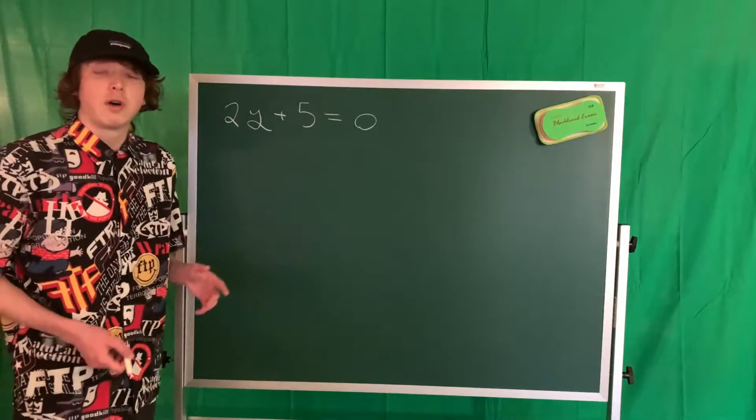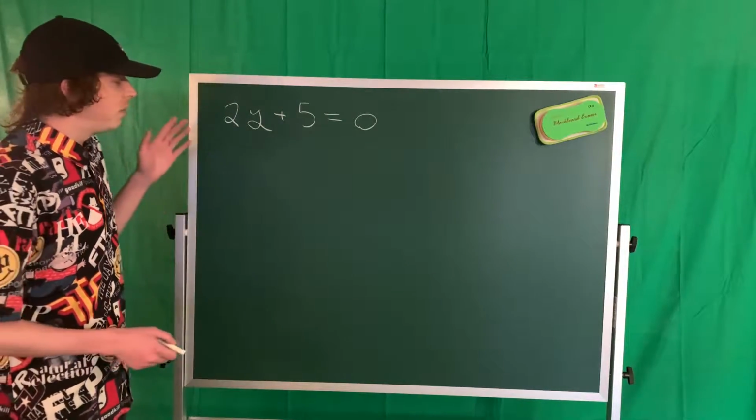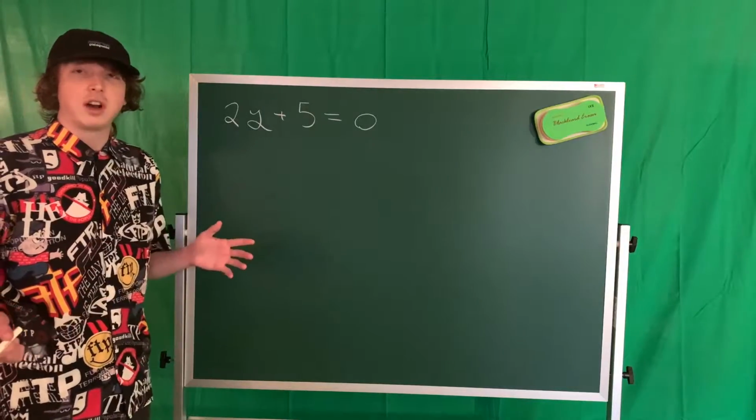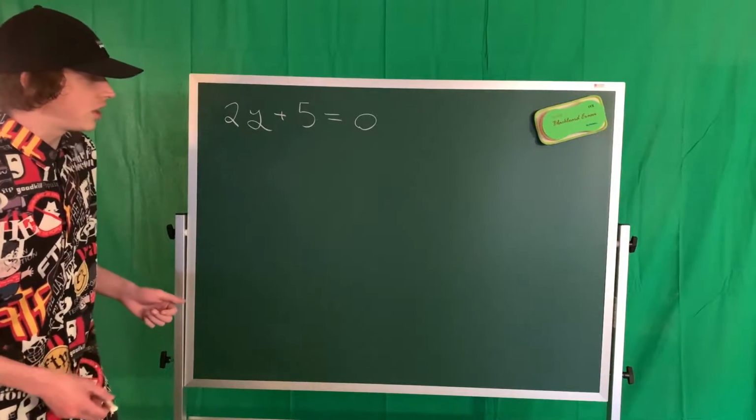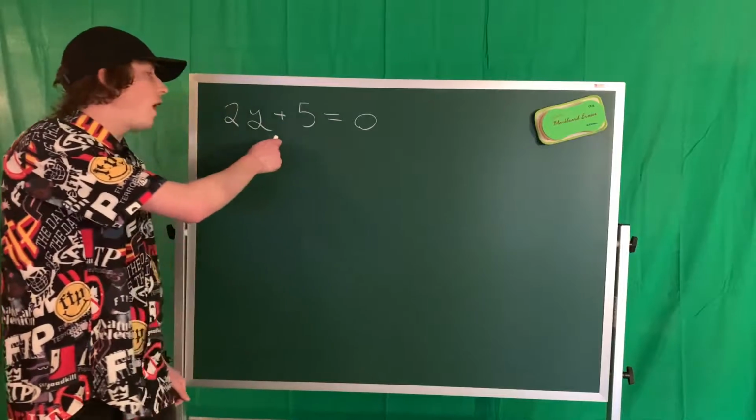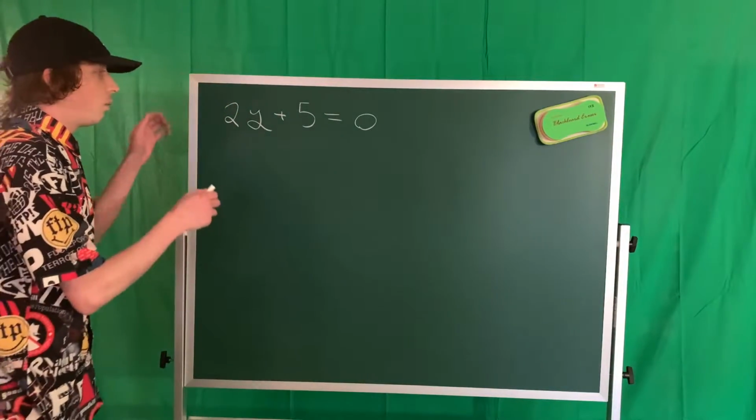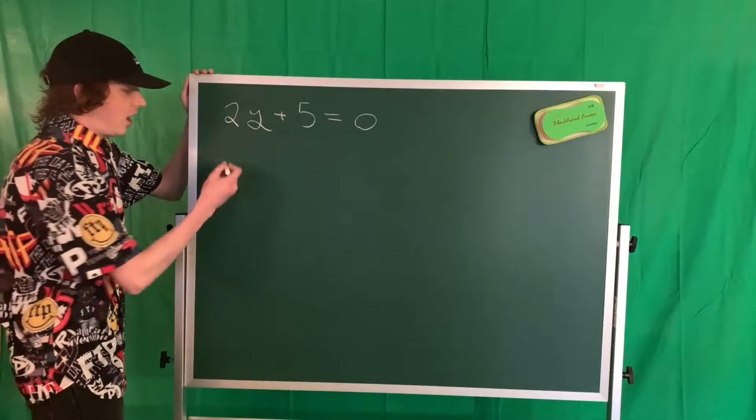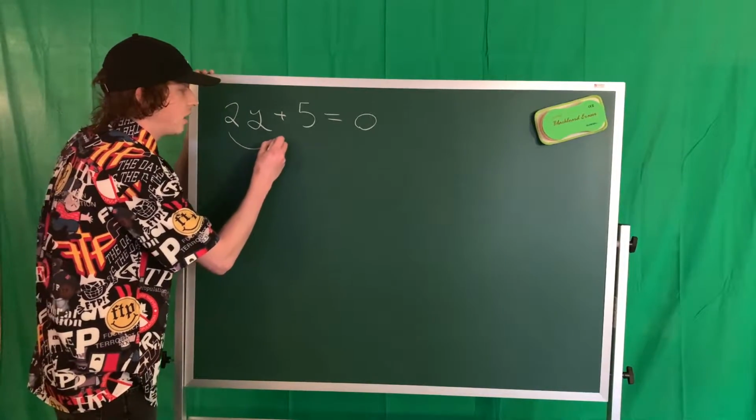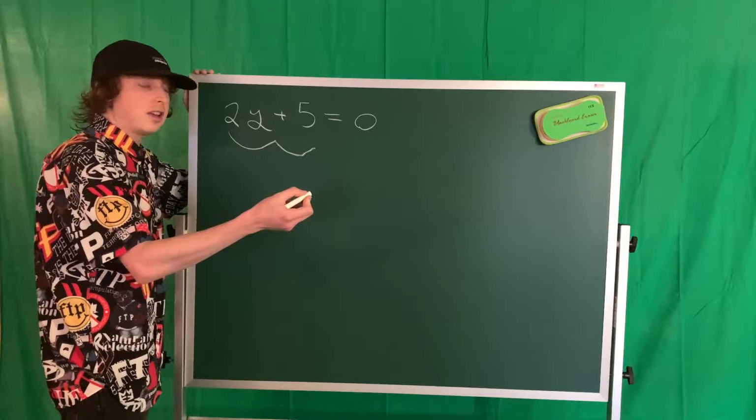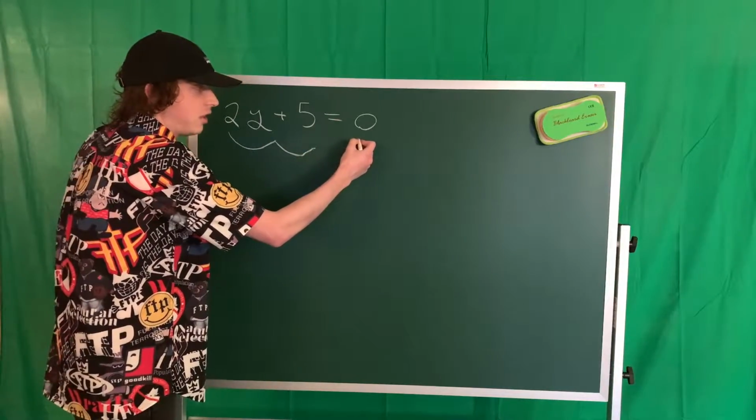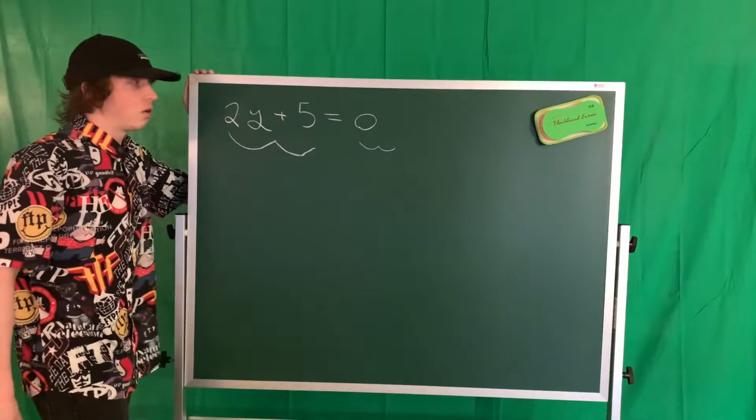Today we're going to be going over Algebra 2, and we're going to be looking at linear equations with one variable. In this case, as we see here, we have 2y + 5 = 0. So pretty much what this is telling us is that everything on this side, no matter what it is, is equal to this side. In this case, it is 0.